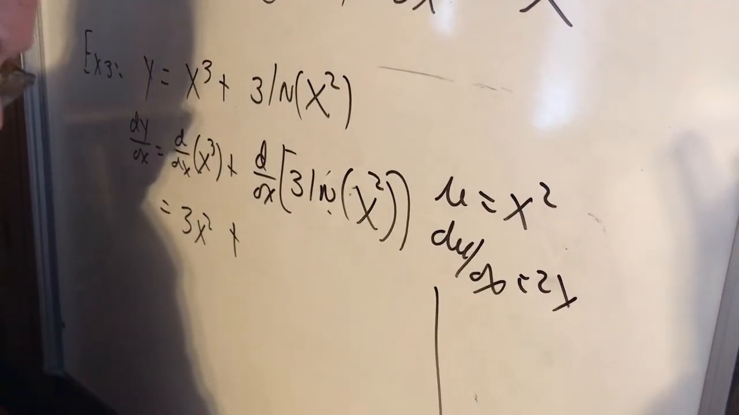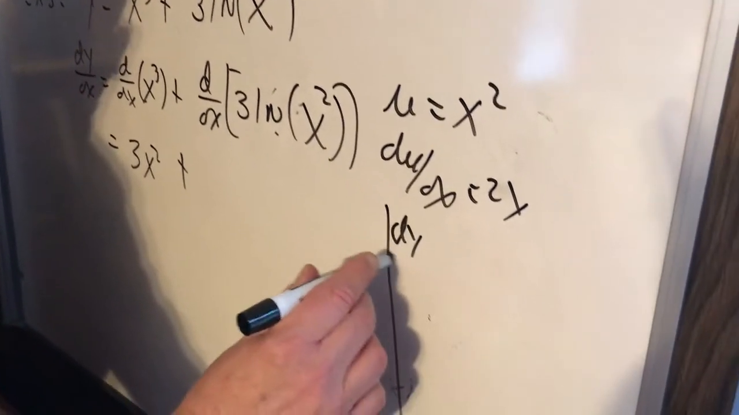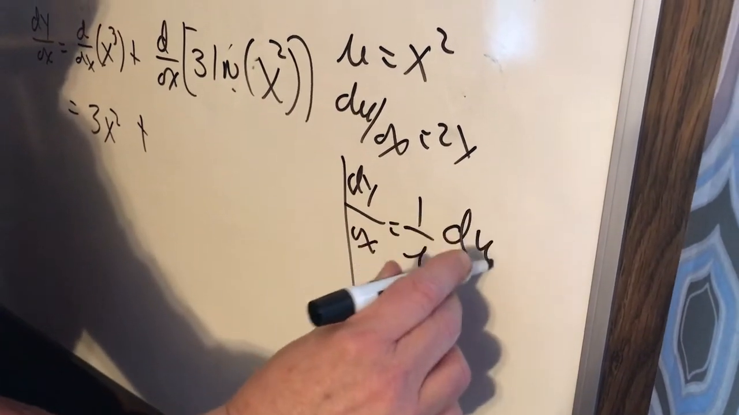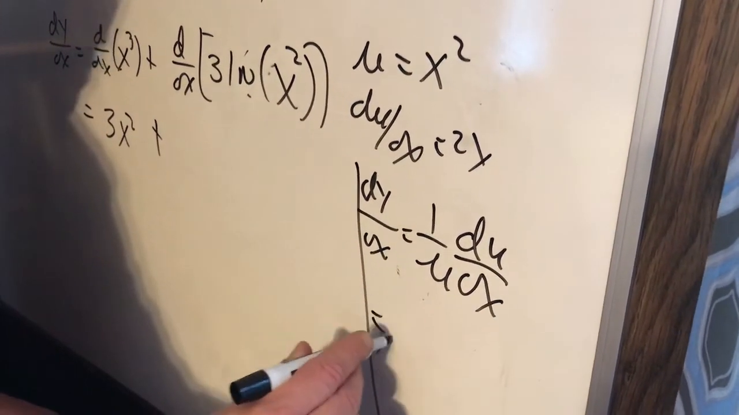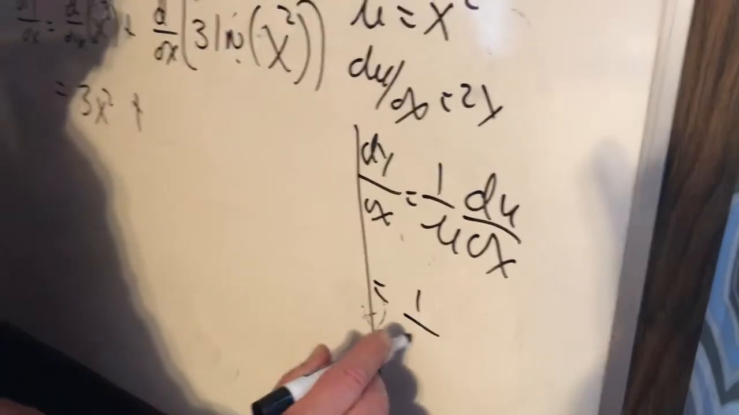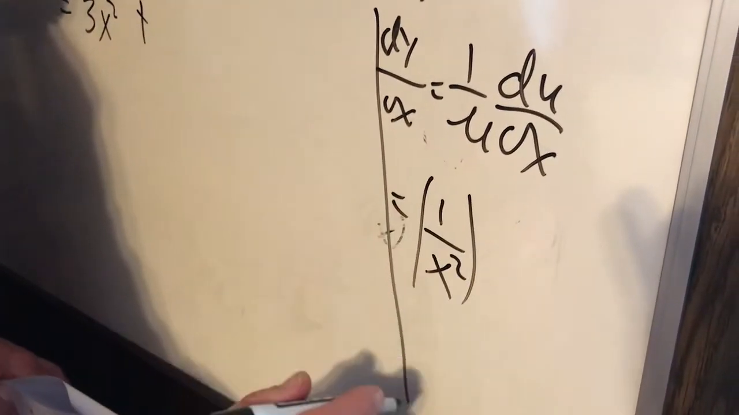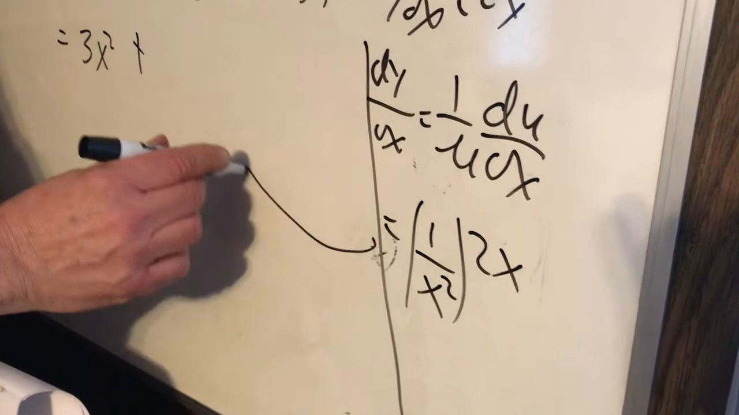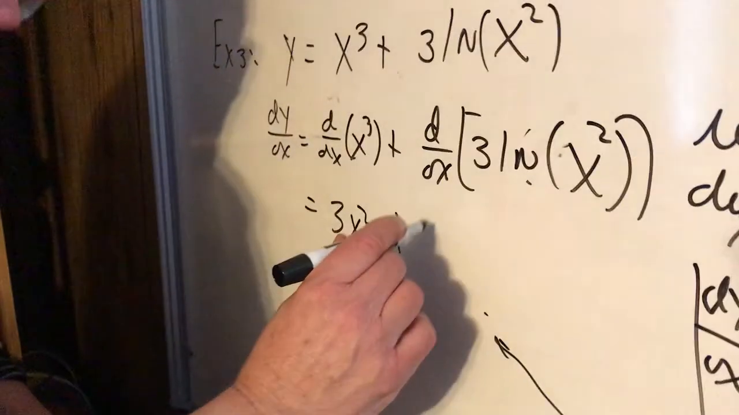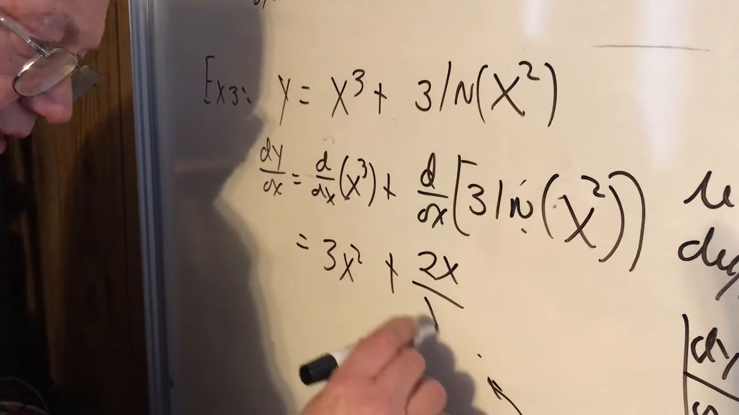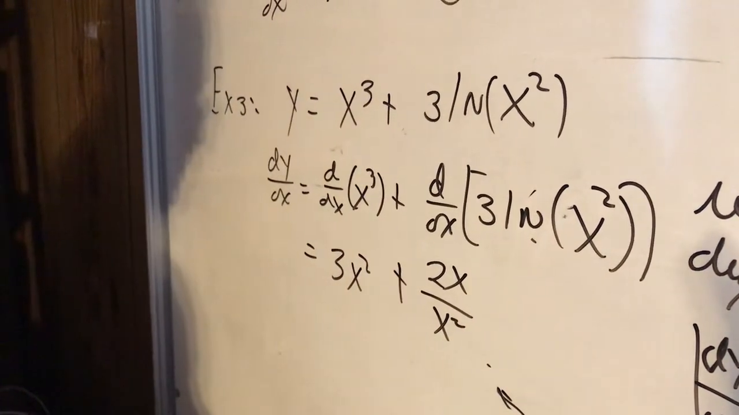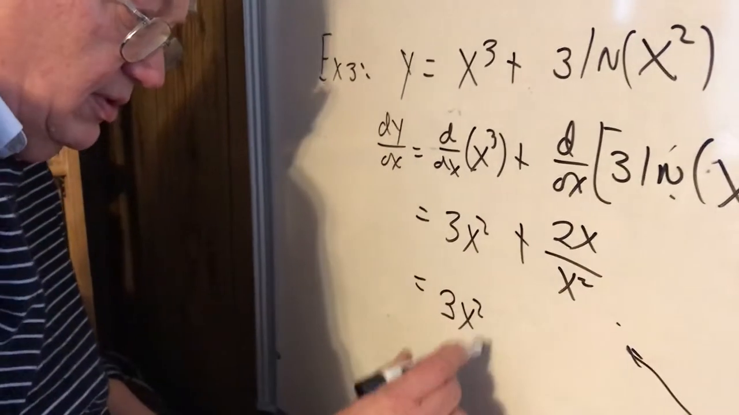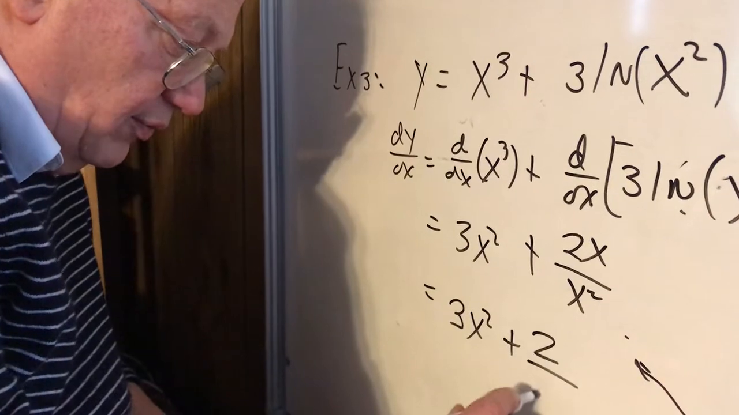That means that from our rule, dy/dx is 1 over u times du/dx, or 1 over x squared times 2x. I can now add that to here. It's going to get 2x over x squared. Okay? This is going to be 3x squared plus 2 over x.